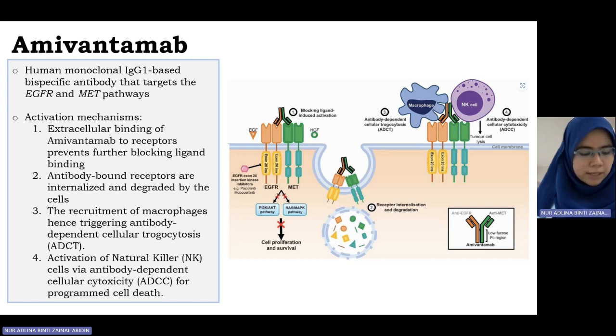The first mechanism is that amivantamab binds to the EGFR receptors, thus blocking ligand-induced dimerization and activation. Secondly, the antibody-bound receptors will be internalized and degraded by the cell. The third mechanism is through the recruitment of macrophages, hence triggering antibody-dependent cellular trogocytosis. And the last mechanism is through the activation of natural killer cells, triggering ADCC, which overall will lead to programmed cell death.